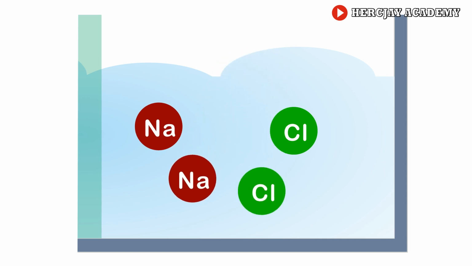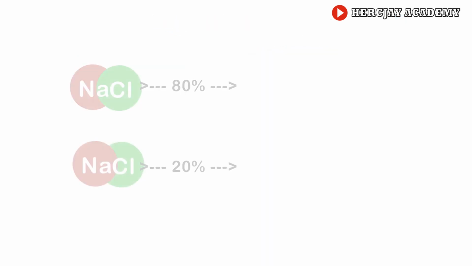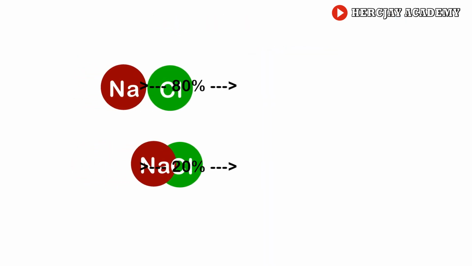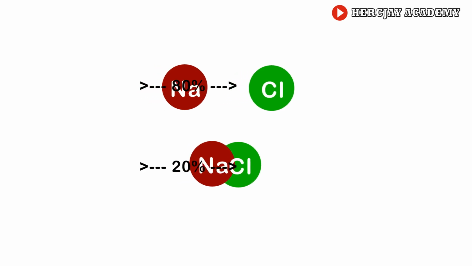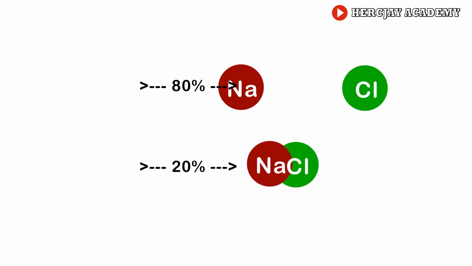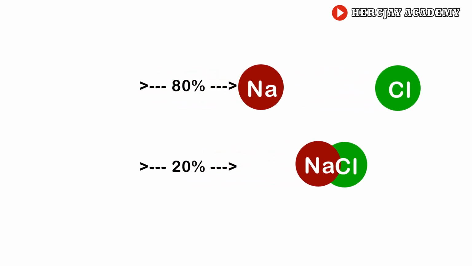The other percentage will remain as sodium chloride. It is accepted that NaCl generally dissociates by 80%, so 80% will break into sodium ion and chloride ion, while 20% will remain as sodium chloride.